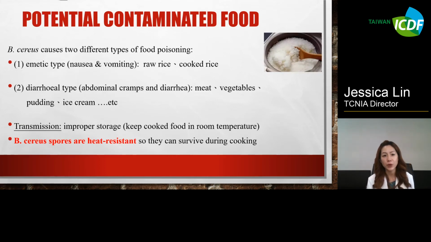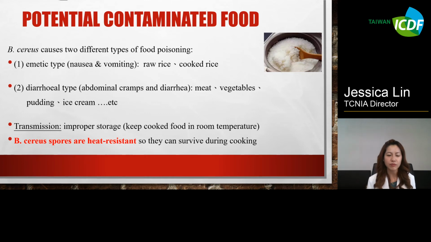Potential contaminated food. B. cereus causes 2 different types of food poisoning. Number one is the emetic type, meaning nausea and vomiting. The potential contaminated food is raw rice. If you just eat the rice without cooking it, that can be a problem, and cooked rice as well. So basically, rice is a big concern for B. cereus.